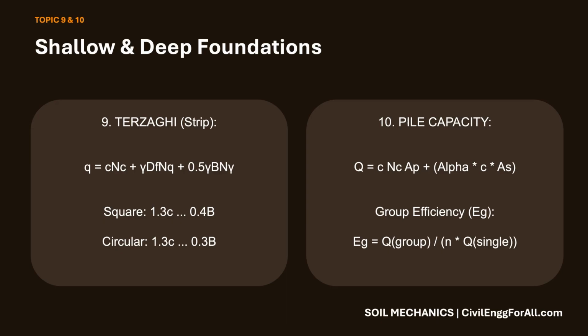For deep foundations, use the static pile load formula. Q equals c into Nc into area of base plus alpha into c bar into surface area. The first part is the end bearing resistance. The second part is the skin friction resistance. For clays, alpha is the adhesion factor. For soft clays, it can be less than 1.